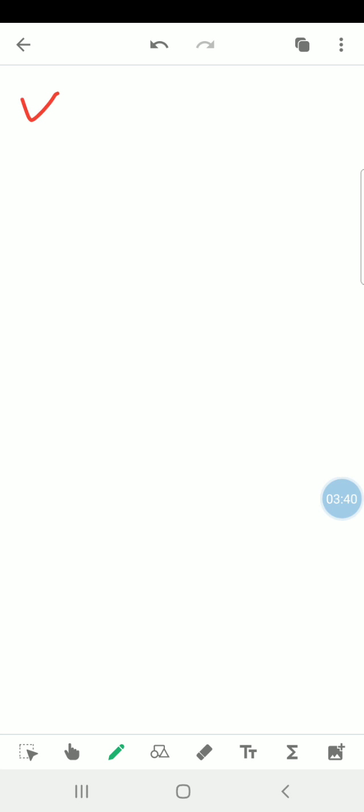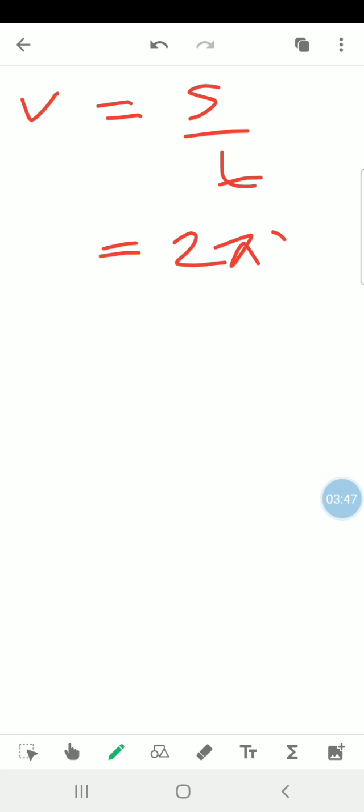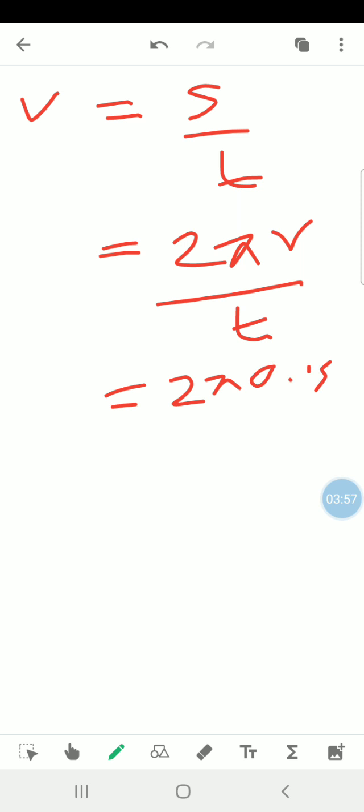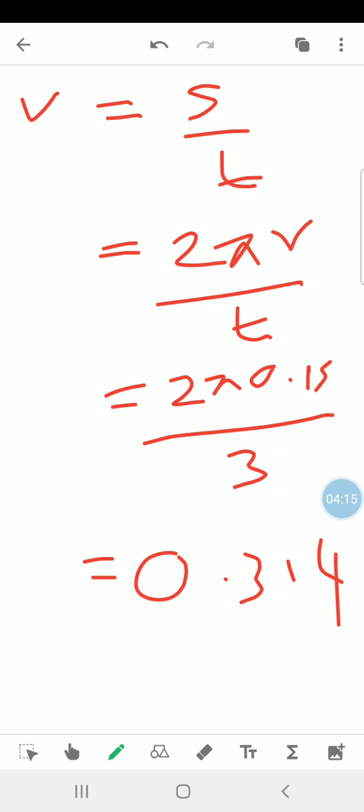So first of all, you find the speed. Velocity is equal to displacement over time. So the displacement in this particular location is 2 pi r, divided by time is t once again. 2 pi into r is 0.15 because it is 15 centimeters. Divided by time is 3 seconds. When you do this, you will get the value to be 0.314 meters per second.